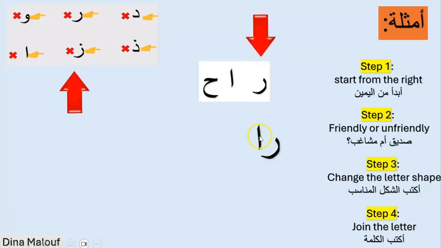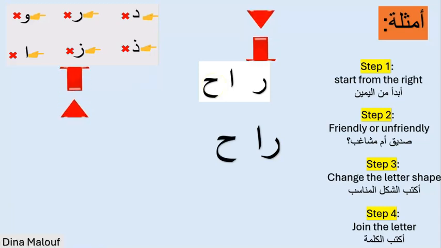We just add the next letter, and the next letter is also unfriendly. We cannot add a hand from the right side now in this case, because this one also is unfriendly, and we cannot add a hand from this side, and the last letter we always keep as it is.